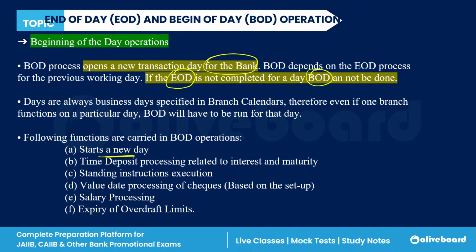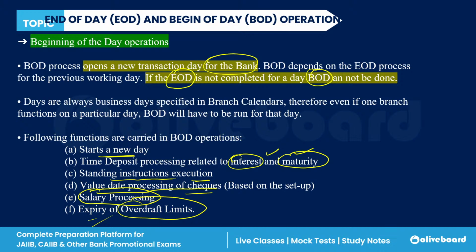Second, time deposit processing related to interest and maturity. Then there is standing instruction execution: if you have some pending instructions, you have to execute those also. Then you value the date of processing of the checks, right? Then you have the salary processing: if you have to process any salary, you do it at the beginning of the day, right? Then you check any overdraft limit expiry. If there is an expiry of any overdraft limit, you can check that. So these are all the beginning of the day transactions.